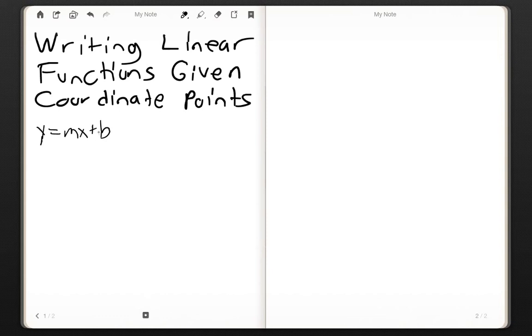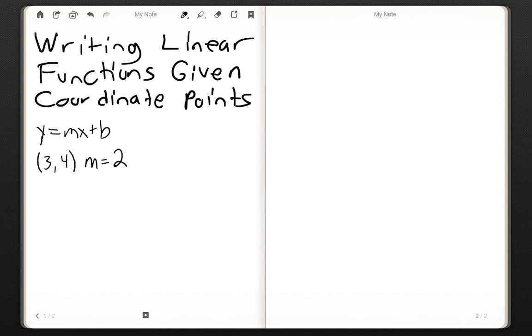So what we're going to be doing here is how to actually calculate the equation of a line when you don't have a graph, when you're just given coordinate points. So let's say I have a line that passes through the point 3, 4, and it has a slope of 2. So how do I calculate its equation?